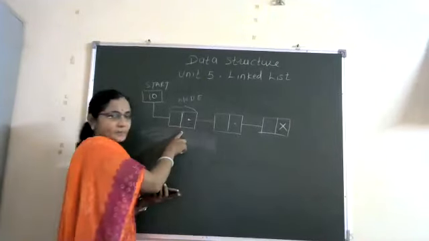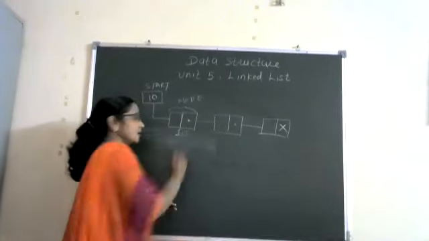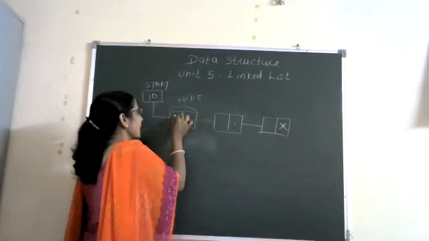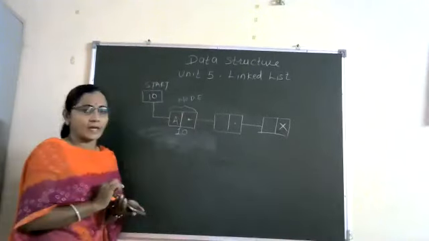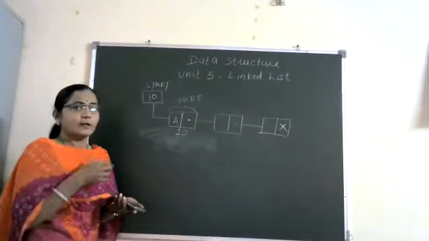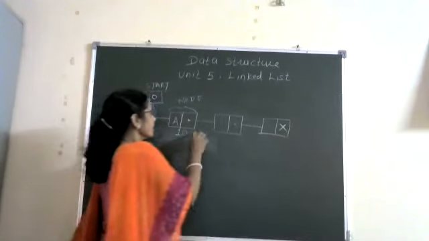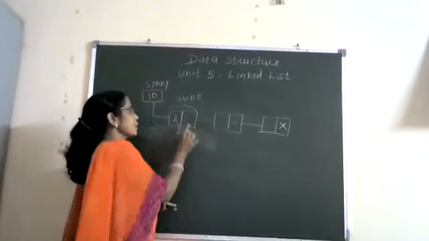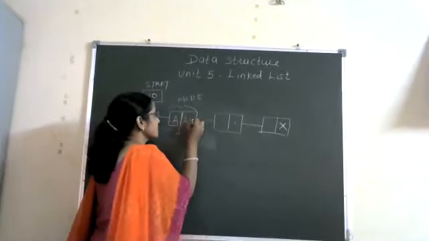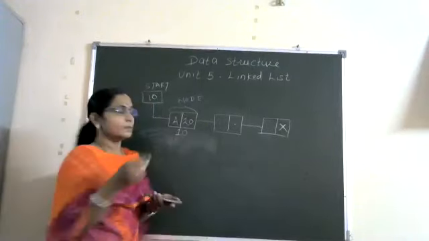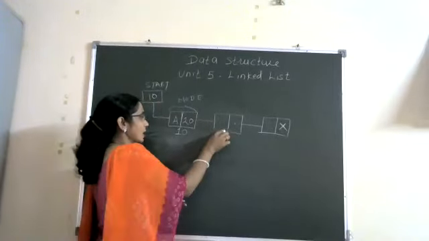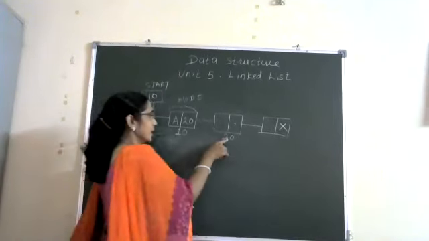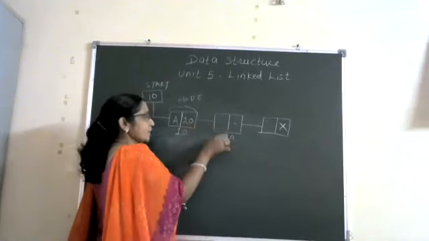So this is your first node, and it is at the address 10. Now here I store the actual data as A. A is the information, the actual data. Then the link part of the first node, suppose it consists of the address 20. So what does it mean? The second node is at the 20th address. This is the address of the next node.